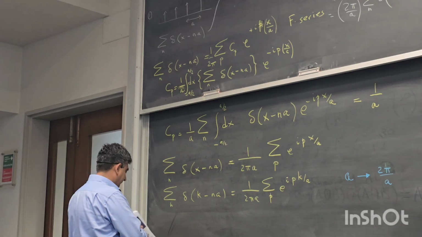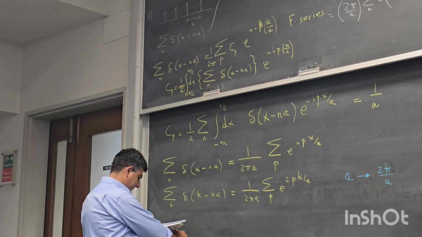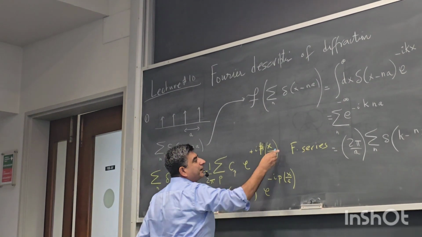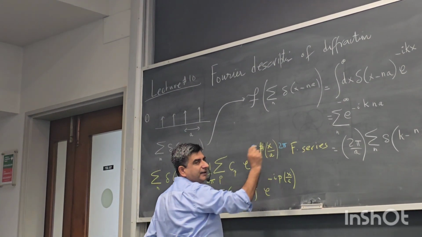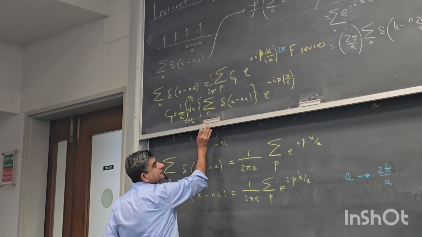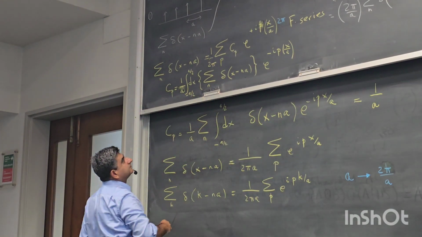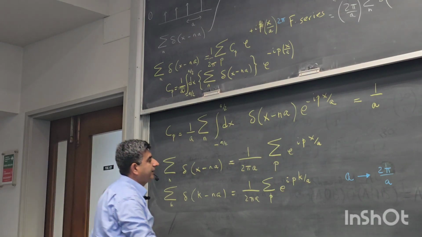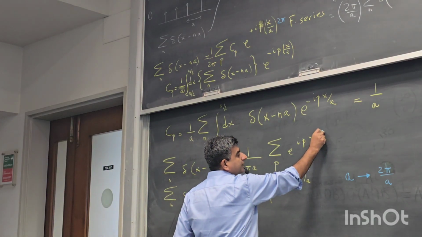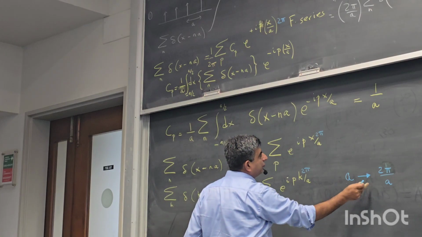There's a 2 pi here as well in the Fourier series, right? So, okay. So there's a 2 pi here as well, 2 pi. So I replace A by 2 pi over A.